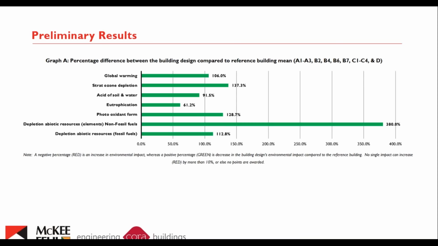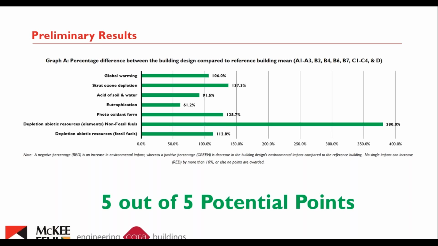This graph, taken directly from LCA Quick, shows the percentage difference between the building design compared to one of our Brands whole building, whole of life reference buildings. These results are preliminary, but as you can see, we're showing very good environmental savings. What you're looking at in terms of global warming is showing 106% environmental reduction of this building design compared to one of the reference buildings. This is an application of the Green Star Innovation methodology, and it's showing a potential of 5 out of 5 points being awarded.